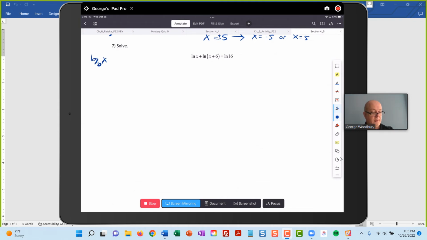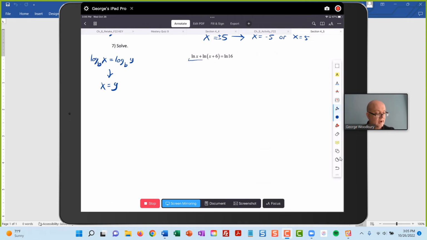If log base b of x equals log base b of y, then the only way that can be true is if x is equal to y. So if we have two logarithms equal to each other, the two arguments have to be equal as well, and that will be our new equation.